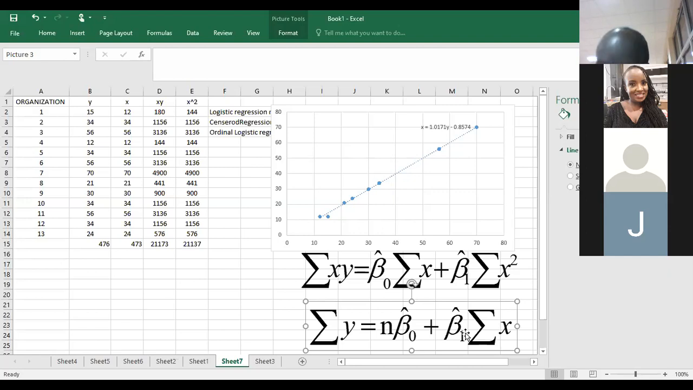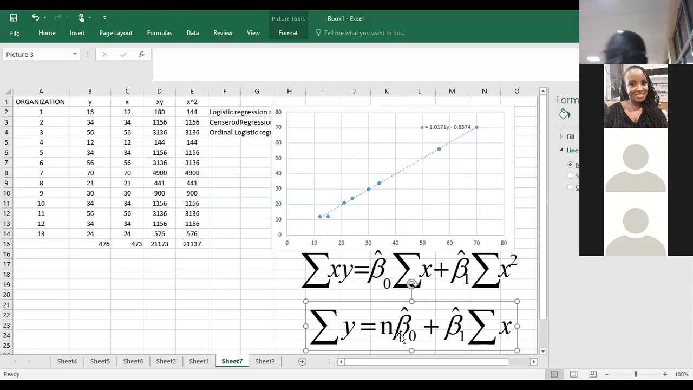From this equation here, 13 beta naught cap equals 476 minus 473 beta 1 cap. Are you seeing where that one has come from? Yes. So what is beta naught? Therefore, beta naught equals what? What do you do?